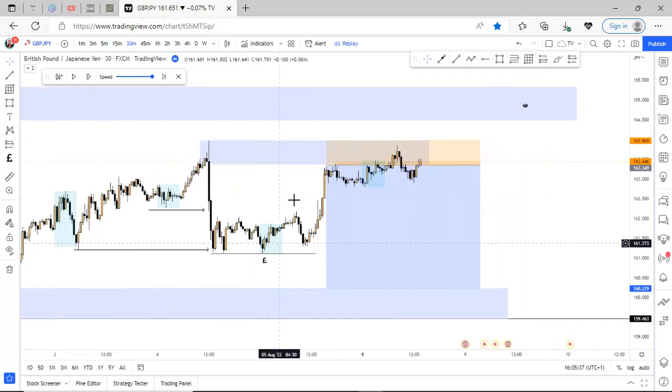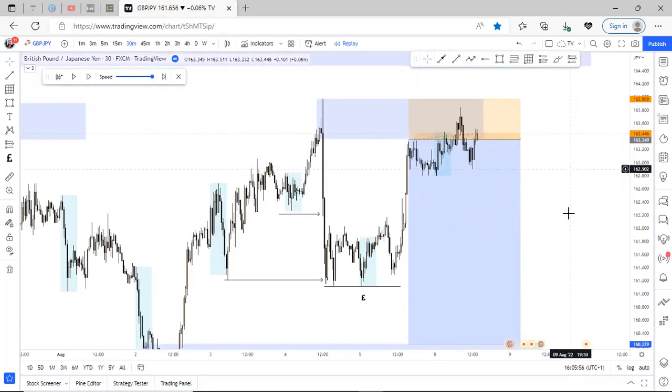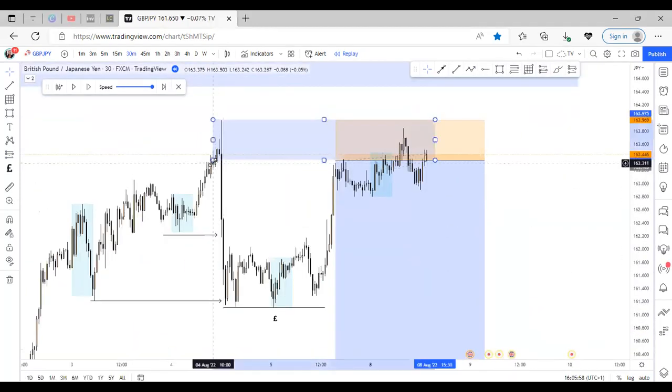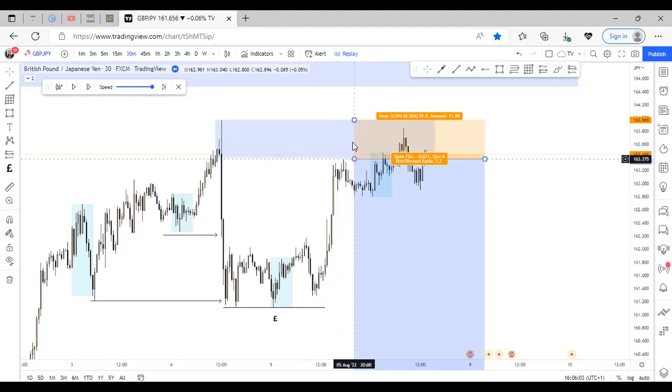Okay, so looking at this zone now, there are some pairs that actually have big pips, even if you have confirmation entry. GBPJPY is one of them. To get small pips for stop loss is actually quite tasking on GBPJPY. Okay, so now, as you can see, this zone is almost about 60 pips, which is actually too much.